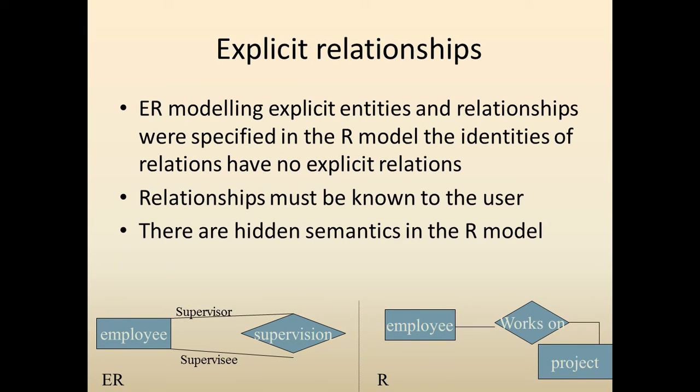You see in this diagram, this is an entity relationship diagram. This ER model expresses entities and relationships that were specified in the relational model. The identities of relations have no explicit relations, so the relationship must be known to the user. There are hidden semantics in the relational model. In the entity relationship diagram the supervisor is shown, but here it is not shown in the relational model.